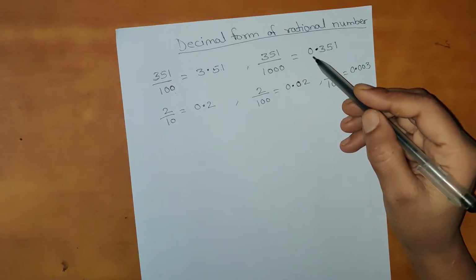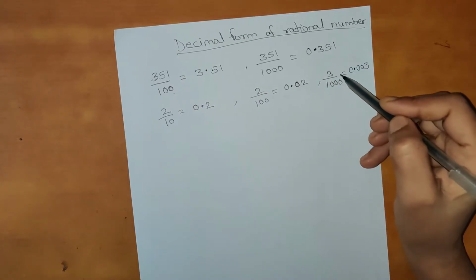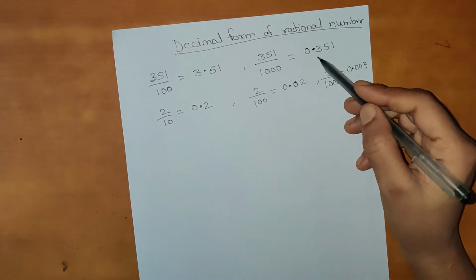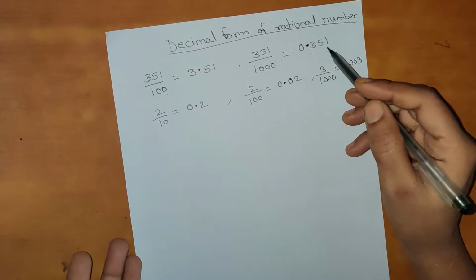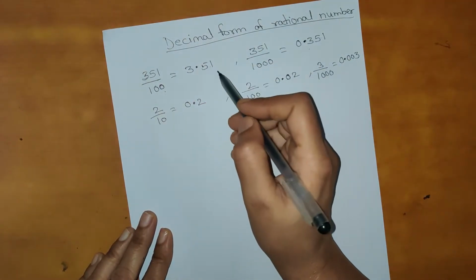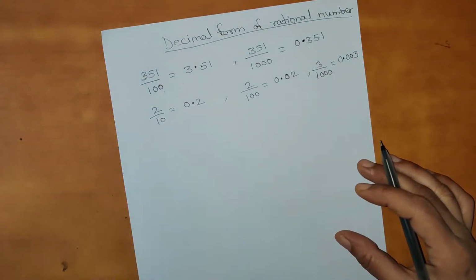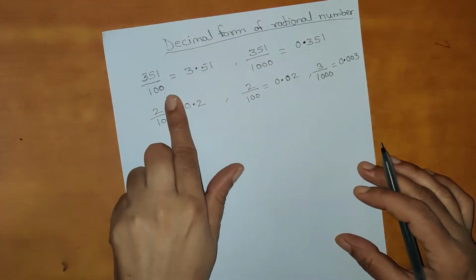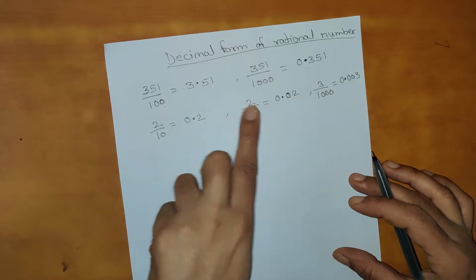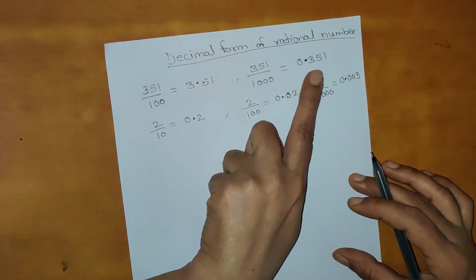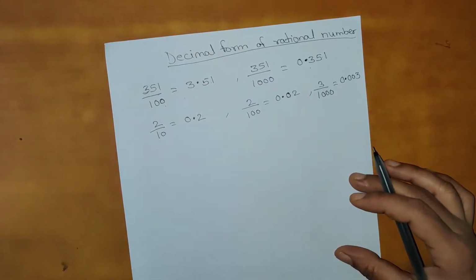To multiply by 1000, we move the point three places to the right hand side. From the left we move to the right hand side and put the decimal. So this is called what? Decimal fractions. Decimal means the numbers which have a decimal, that means a point, are known as decimals.